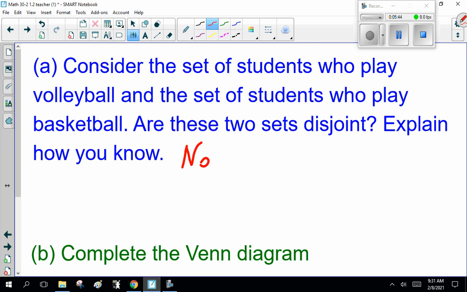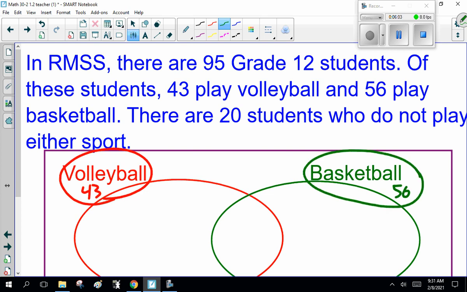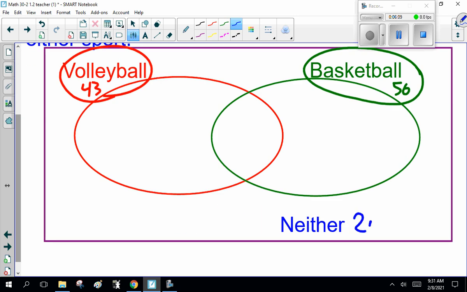But I think we should do B, complete the Venn diagram first, before we answer that question. So going back here, 95 grade 12 students. 43 play volleyball, so we have 43 here. Basketball is 56, and 20 students do not play either sport. So neither is 20.